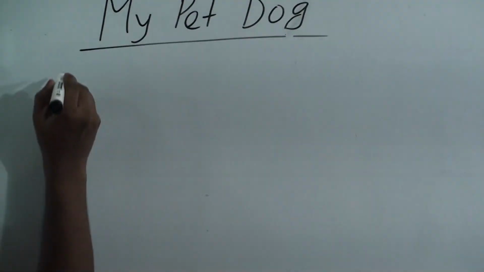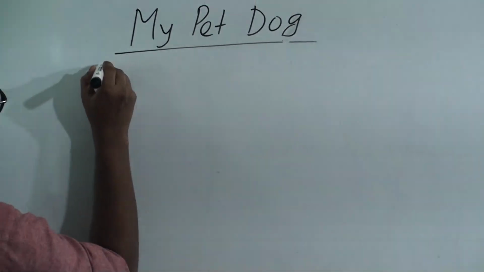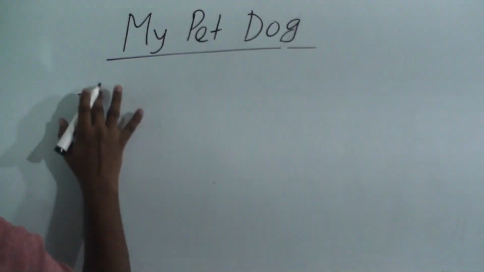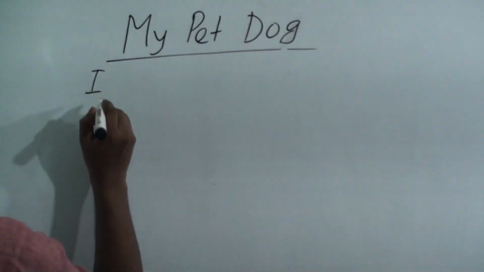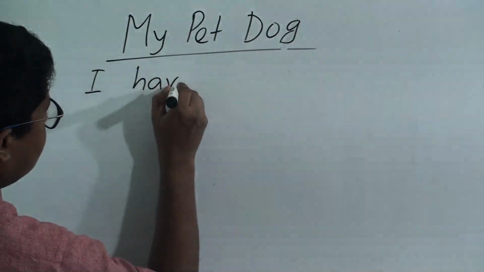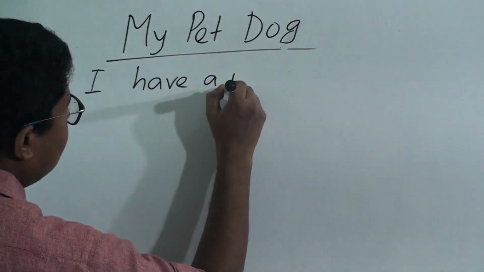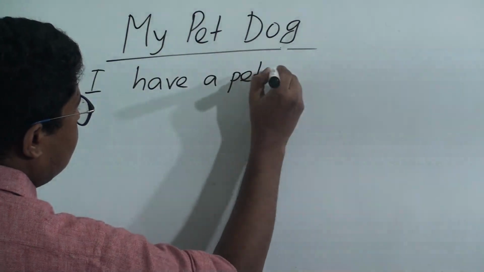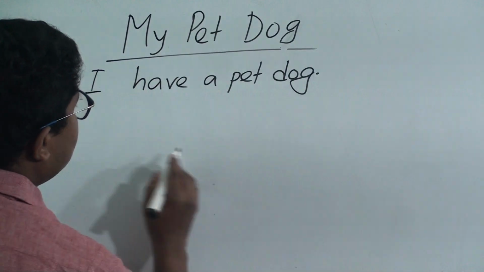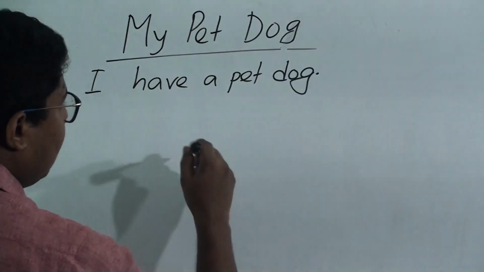So, paragraph My Pet Dog. You will start writing like this. I have a pet dog. I will be capital. I have a pet, P-E-T, pet, dog, D-O-G, dog. So, I have a pet dog.